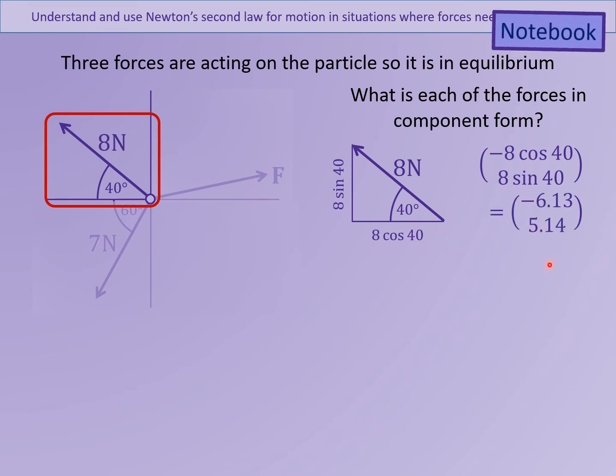If you want to put in decimals, that's fine. There you go. So it's decimals. So we're traveling about 6 back and about 5 up. Okay, so I've put that in component form just there. I could do the same with the other one then.